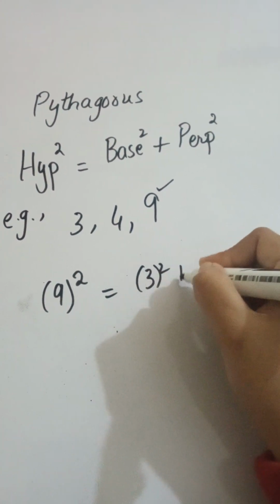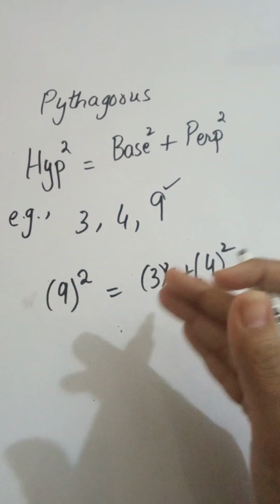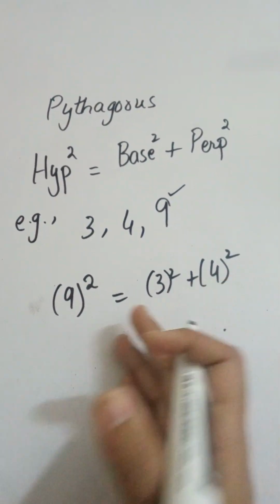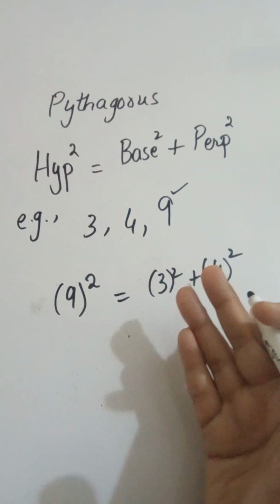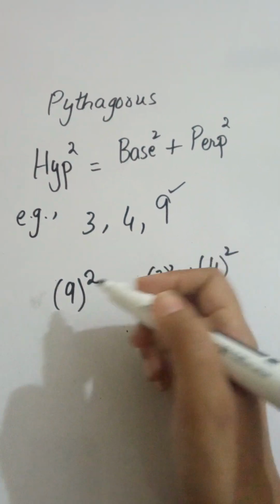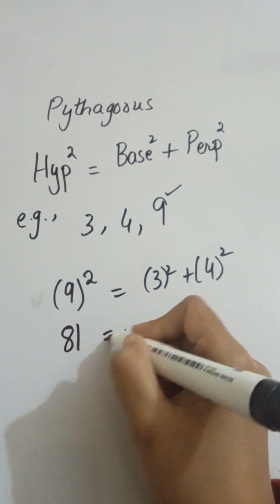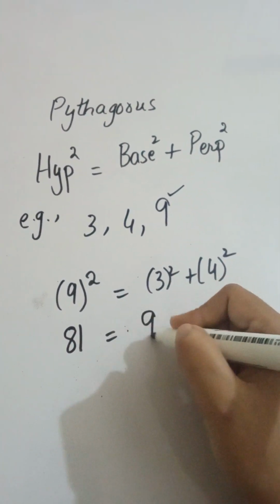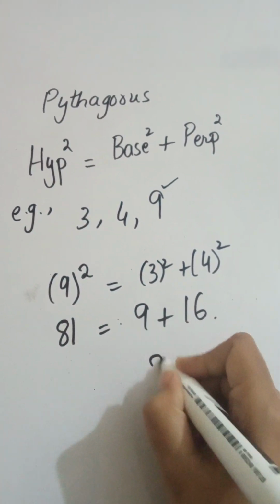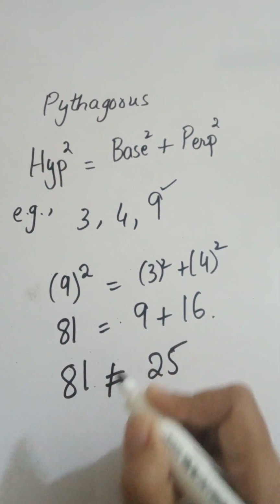3 square plus 4 square. Maybe it's the base, it's the perpendicular. First of all, we check that when we take the square, whether both sides are the same or not. If both sides are the same, then these are the sides of a right angle triangle, otherwise not. 9 square means 9 times 9, that is 81. 3 times 3 is 9. 4 times 4 is 16. So when I add them, I will get 25. So we all know that 81 is not equal to 25.